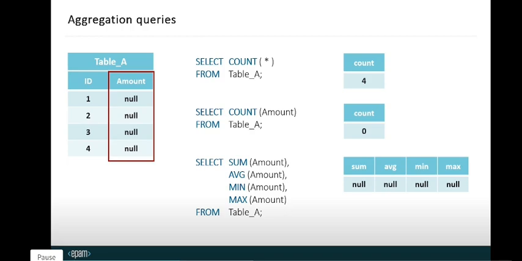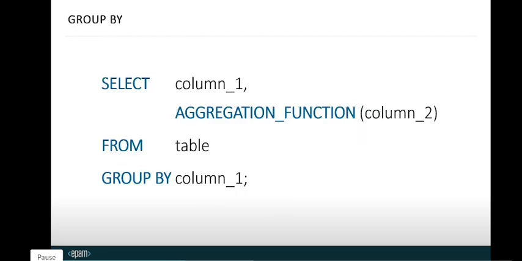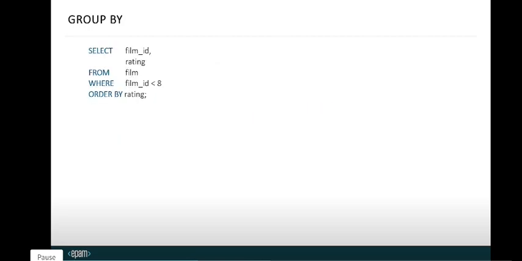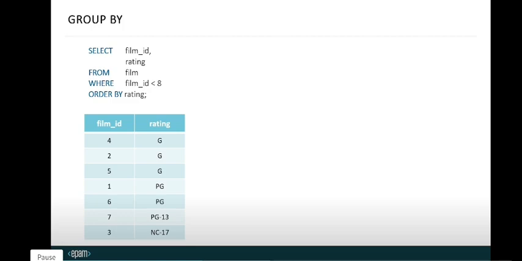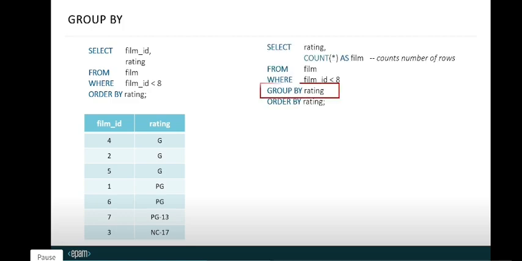If we're interested in aggregation by the columns, we must use the group by clause and list the columns, or an expression for grouping. For instance, we have data on 7 random movies and their ratings. Let's group them by rating and count the number of films within each rating.